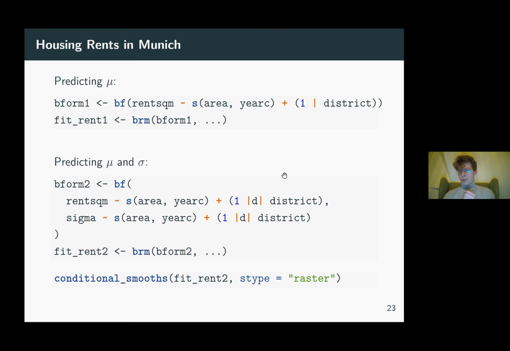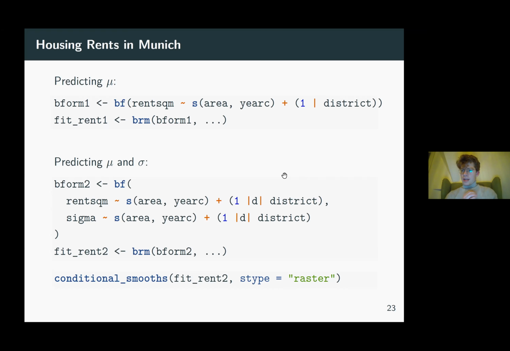I call that distributional regression, because we're not only predicting the mean or some other measure of central tendency of our response variable's distribution, but multiple aspects of it. For instance, the mean, which I call mu, and the residual standard deviation, which I call sigma in normal models. In this housing rents in Munich example, we're going to predict both mu and sigma by a two-dimensional spline of area and construction year, and each time by a varying intercept of district. So we have two varying intercepts of district, one for the mean and one for the residual standard deviation.